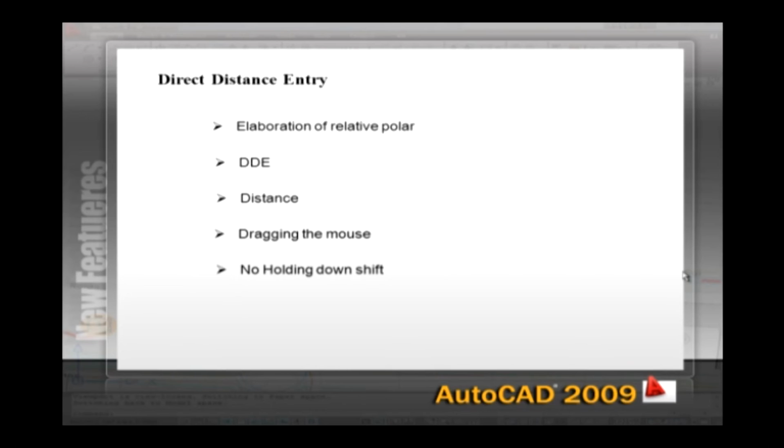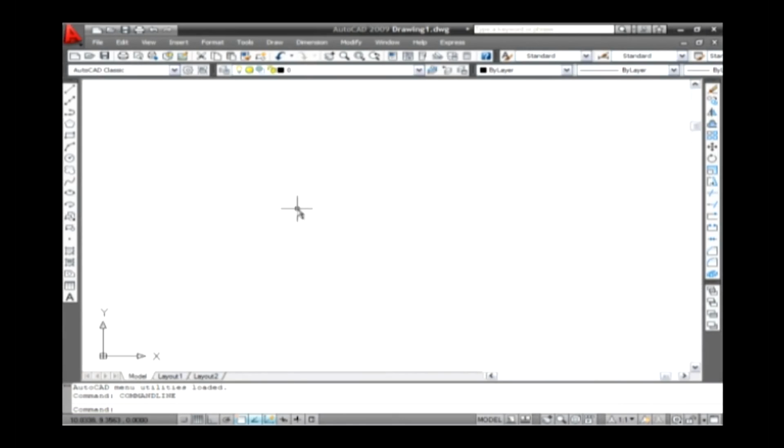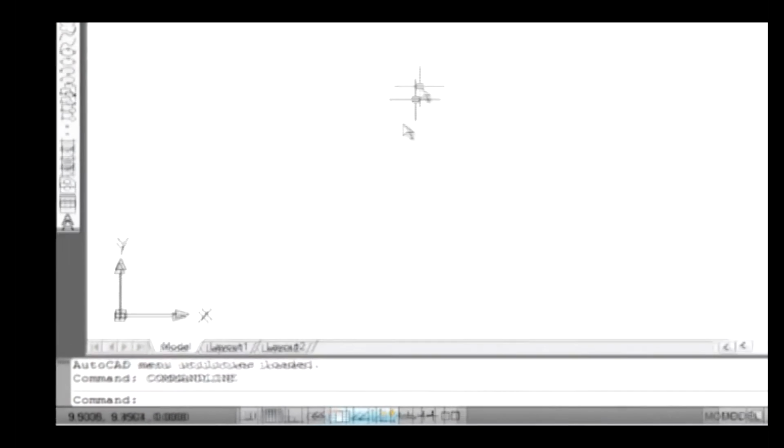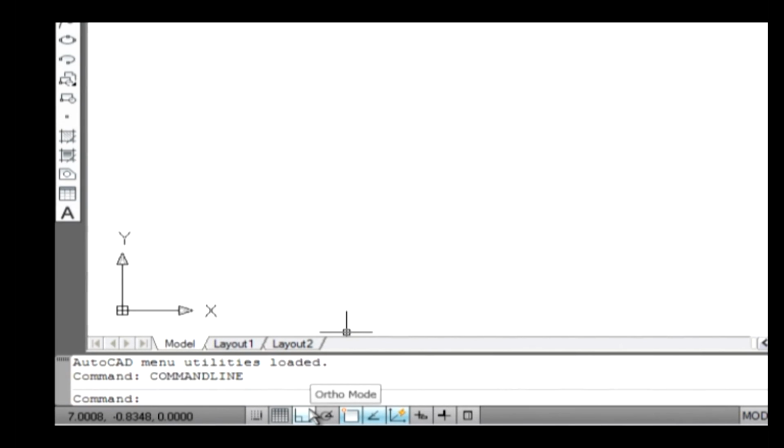Note, if you're simply dragging the mouse pointer without using the precision aids that AutoCAD provides, then the precision of the drawing will be less. So in order to avoid it, we're going to use the ortho mode. Here are the steps to draw a square using direct distance entry. Click Ortho on the status bar to turn on the ortho mode. Ortho mode forces any lines you draw to be precisely horizontal or vertical.